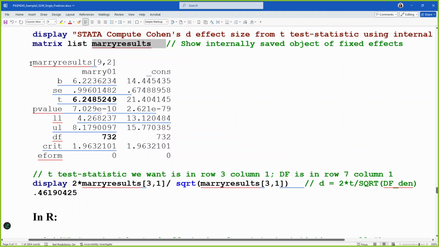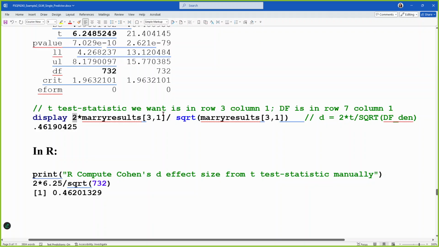So this is a restating of the fixed effects table, where the first row is the estimate. So this is the estimate for the slope for marital. This is the fixed intercept. Then the standard errors, then the t's, then the p's, and so on. This is the number I want, right there. So I'm going to make it do math using that internally stored number, as well as this internally stored number for degrees of freedom.